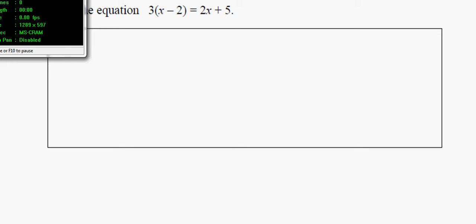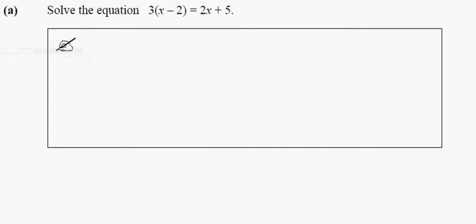Okay, so we have third year revision today, so we're just going to multiply out these equations and see how it goes. So when you're multiplying out, just remember to multiply both numbers. So that's going to get you 3x, 3 multiplied by x, 3 multiplied by minus 2 is minus 6, and this equals 2x plus 5.